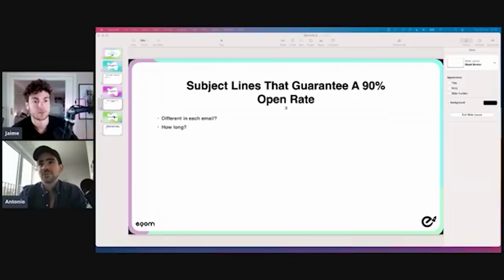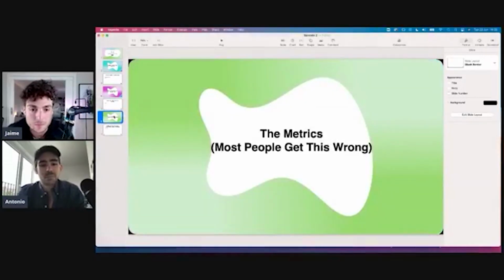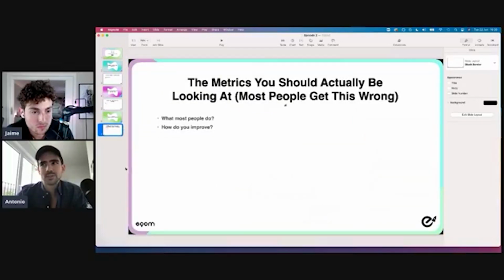I think that leads on very nicely to the final thing we were getting into, which is the metrics, right? Because of course the open rate is really what's going to get them to go on to read your offer or your email in general. But once they get there, there's other stuff to look into, right?